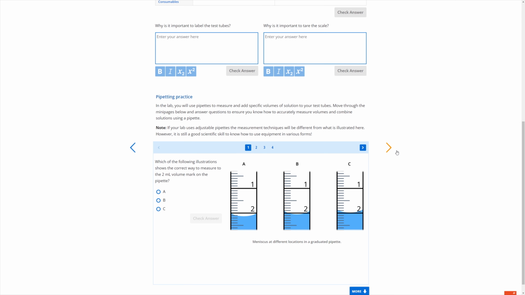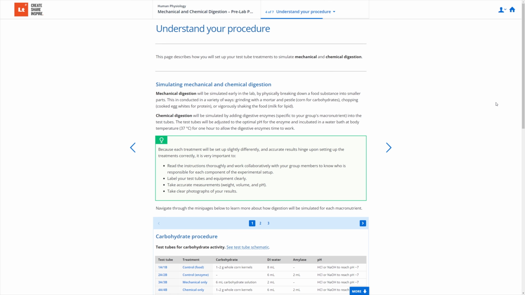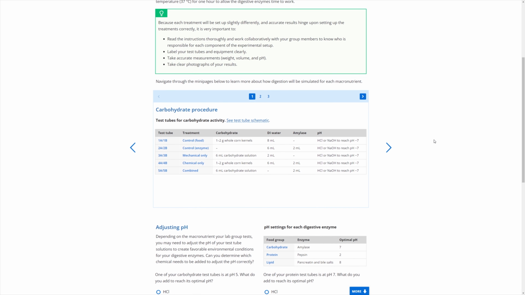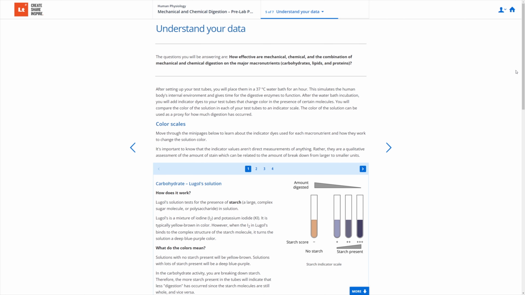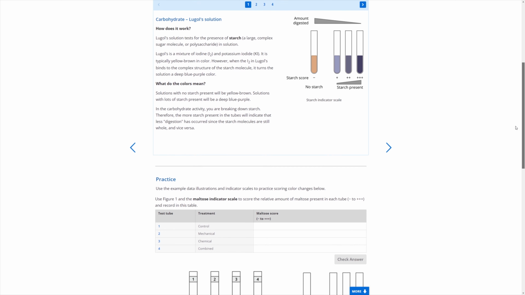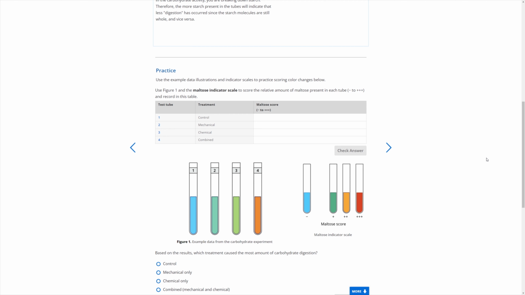The pre-lab provides an overview of the procedure so students know what skills they're expected to use, and demonstrates what data analysis will be like in the lab by explaining each indicator molecule and asking students to practice rating solution colors as they will in the lab.